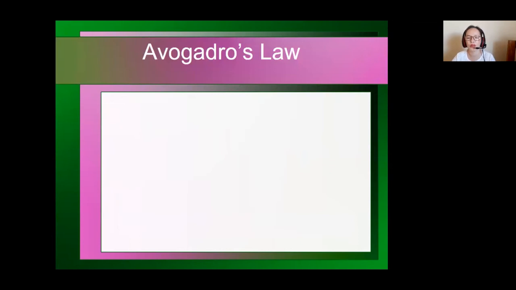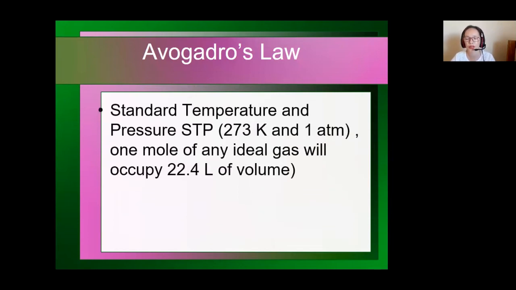This time we'll be moving on to Avogadro's law. Take note, Amedeo Avogadro is very well known for the introduction of the mole. In Avogadro's law, we consider the relationship of the volume and the amount of gas: the volume of the gas and the particles of gas in moles. He described that at standard temperature and pressure, which we call STP, that STP is 273 Kelvin and 1 atmosphere.